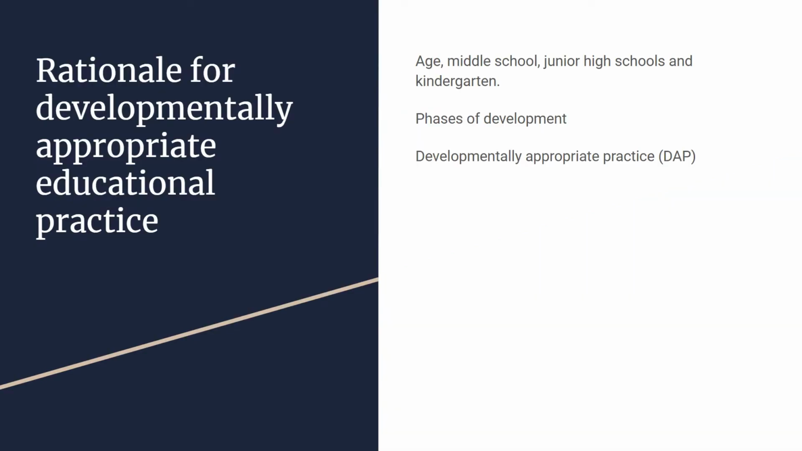The rationale for developmentally appropriate educational practice is a couple of things. For one, everyone develops at their own age, and people need to be around their own peers. This is what you see with middle school, junior high schools, and kindergarten. You want to get people at certain ages into different segments, where school is this thing where you separate by ages and contain the ages you can be exposed to, so it's a shorter range. And this really comes down to these phases of development.